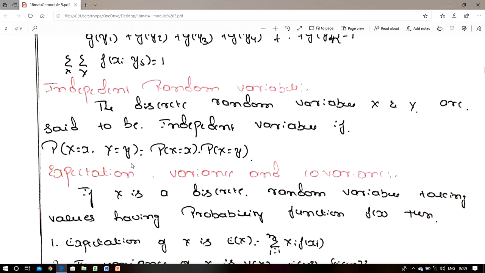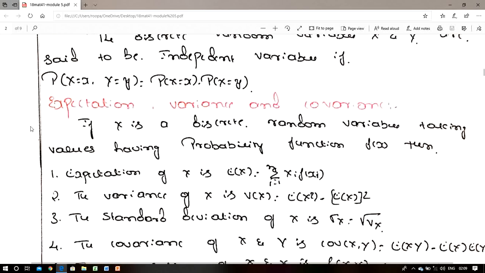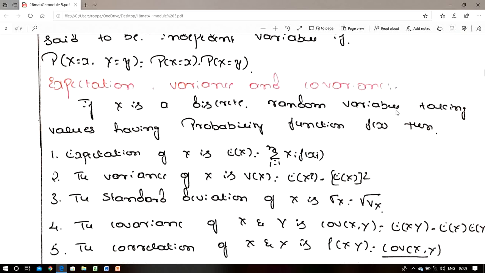Next we come to independent random variables. The discrete random variables x and y are said to be independent if P of X equals x and Y equals y is equal to P of X equals x times P of Y equals y. Next, expectation, variance and covariance of a joint probability distribution.